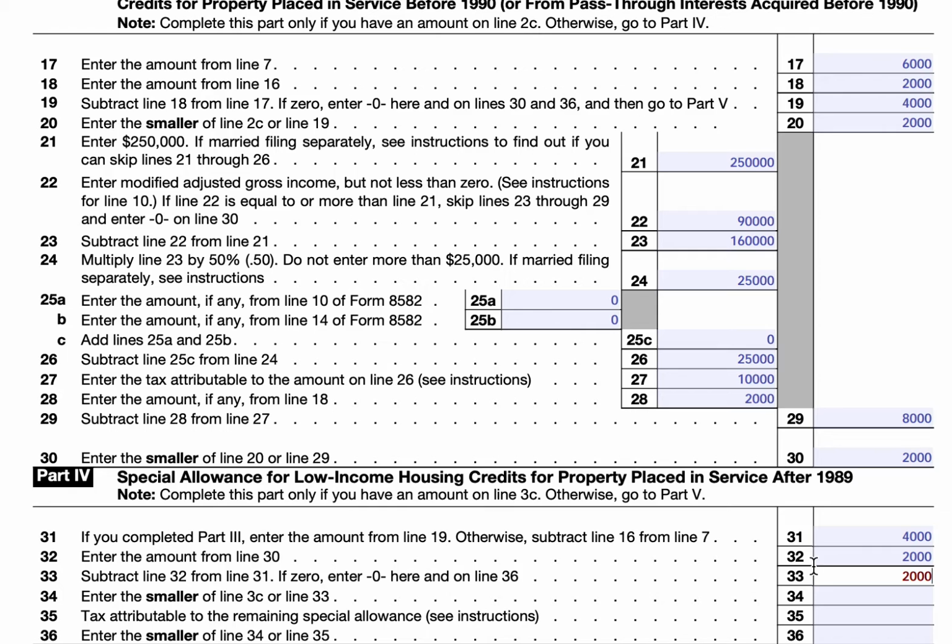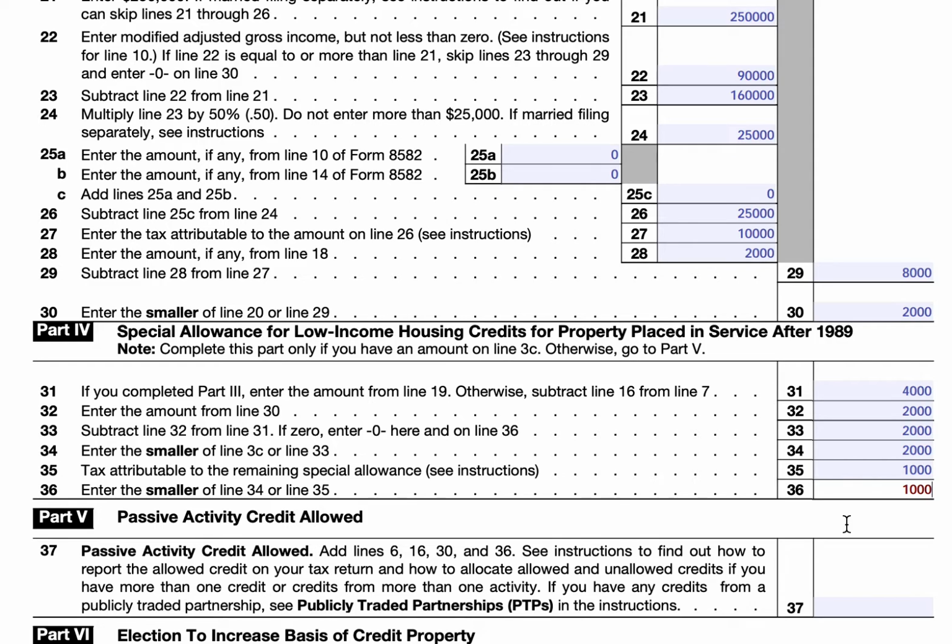So if this were 0, we would enter 0 here, and then on line 36, we'd go to part 5. In this case, we're going to enter the smaller of line 3C or line 33, which these numbers are the same. We would calculate the tax that's attributable to the special remaining allowance. Let's just say that tax is $1,000. It's not, but I'm using this as a placeholder. We would then enter the smaller of either line 34 or 35, in which case this is $1,000. And now we can go to part 5.